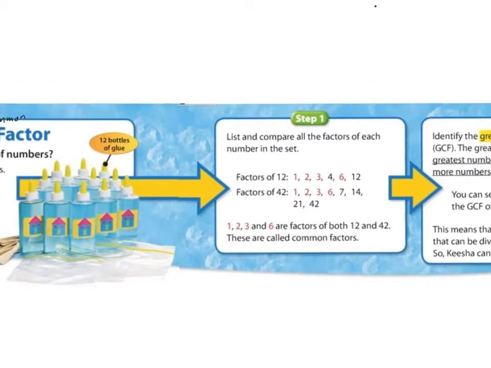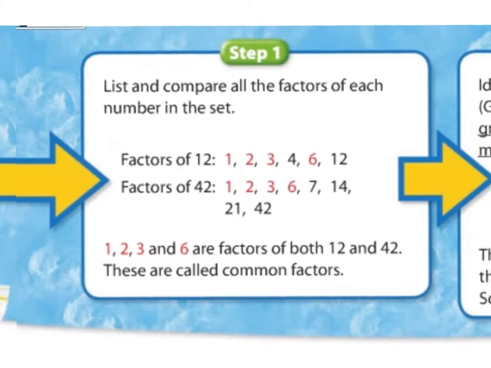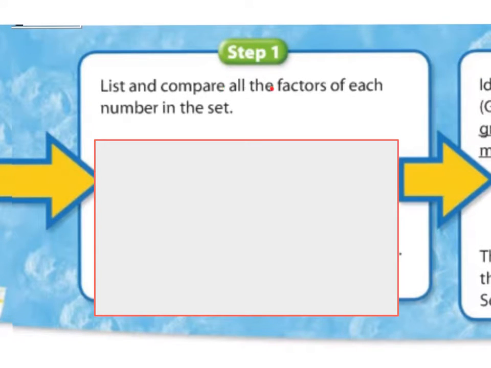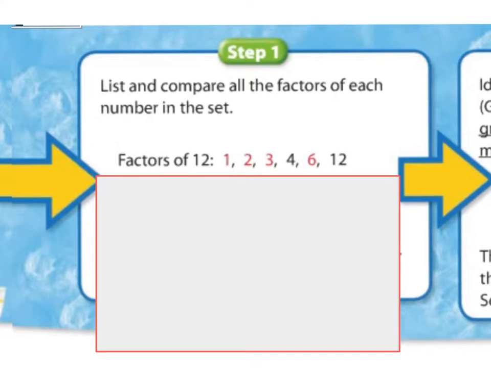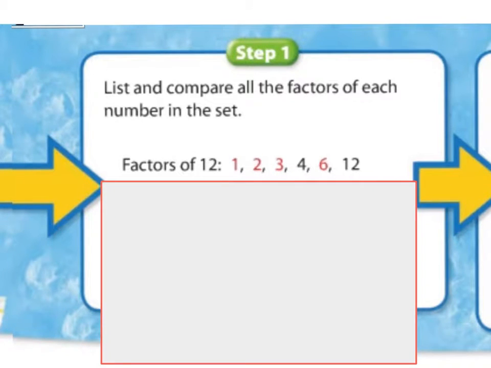Let's move on. So first, we're going to list and compare all the factors of each number in the set. All right. So for the factors of 12, it's 1, 2, 3, 4, 6, and 12. Well, how did I get those numbers? I'm going to start at 1. I know that 1 times 12 is 12. Let's go to the next number up from 1. That's 2. 2 times 6 is 12. Let's see if 3 works. Yep, 3 times 4 is 12. And there's no more space here for any more numbers. We've already exhausted all of our options.